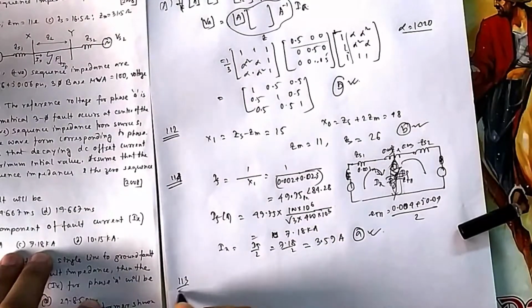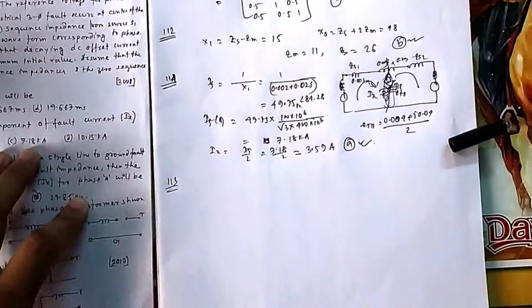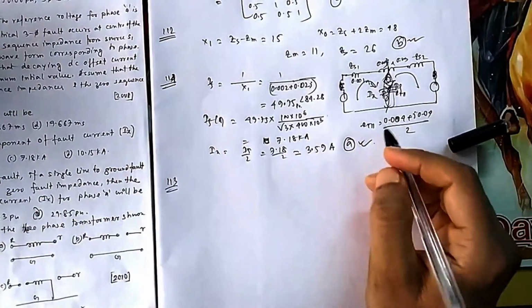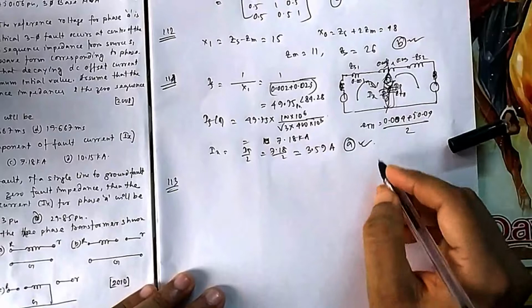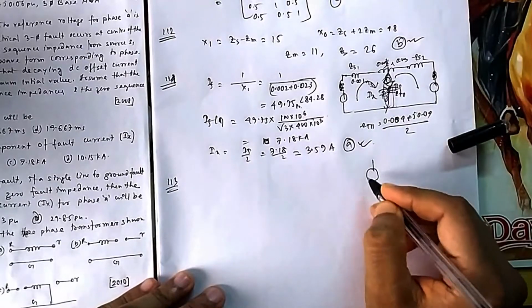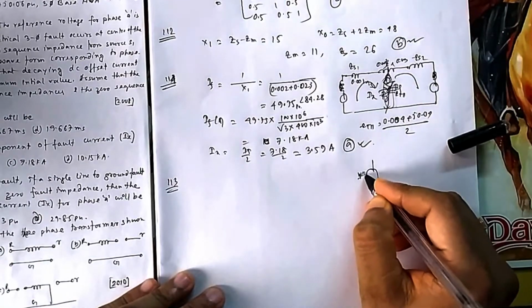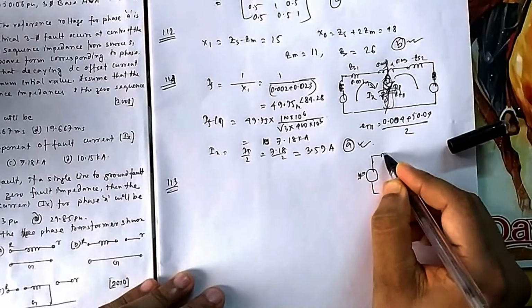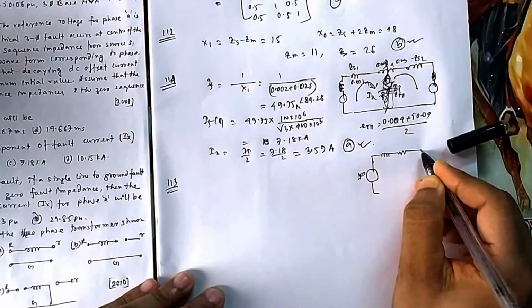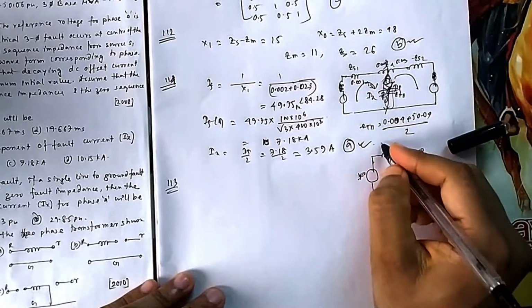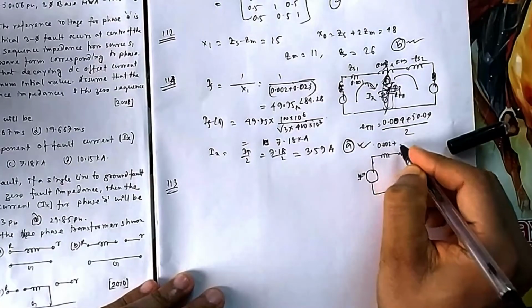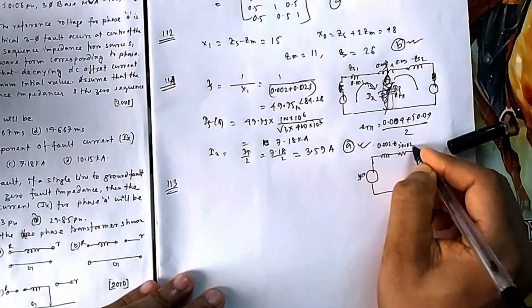Now you come to question 113, to find the fault instant. To find the fault instant, it is something of this fashion. If you take Thevenin's equivalent, finally you will get this: this is your V, the pre-fault voltage, that is 1 angle this, and this is your fault impedance. So this is the Thevenin's equivalent of this one, 0.002 plus j0.02.